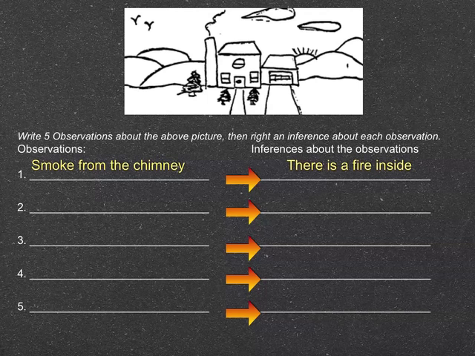What else? Another observation. Maya? There's a garage, so they must have cars. So the observation is there is a garage. Inference is they must have cars. Okay. How about another observation? One more.